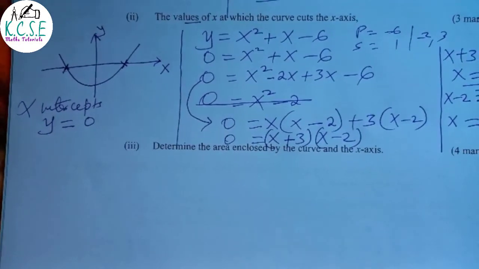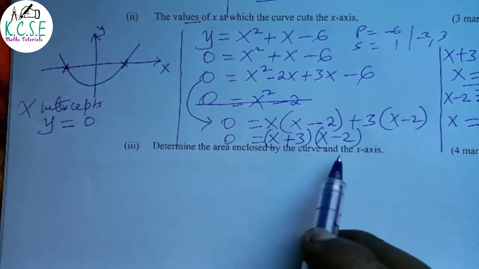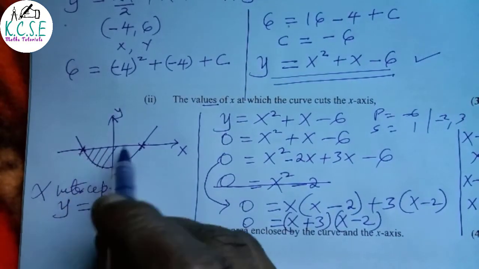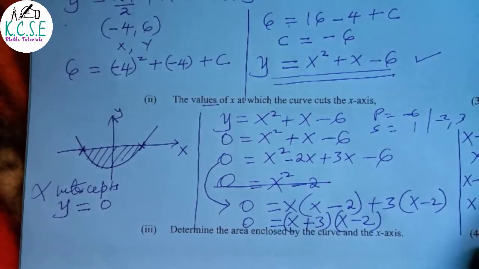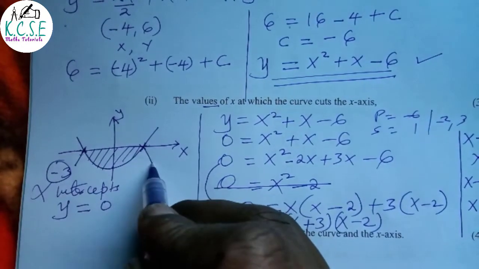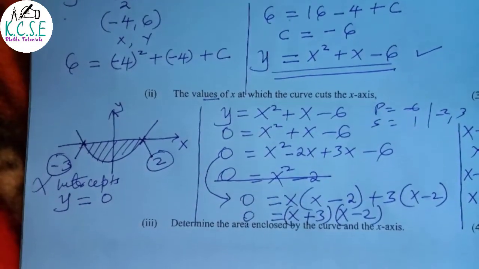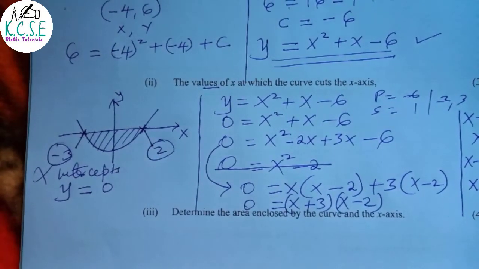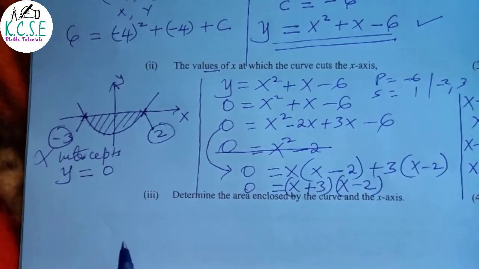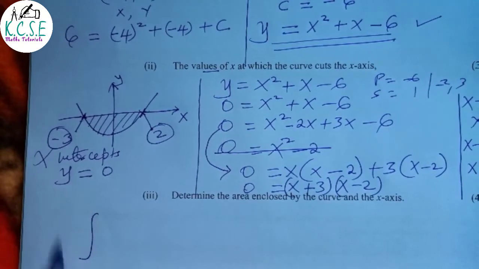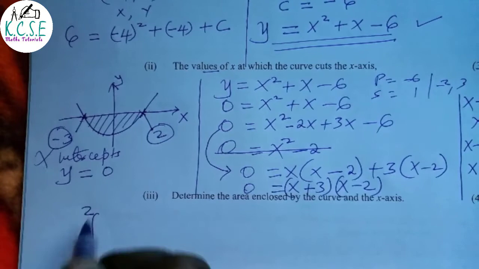The last part of the question: determine the area enclosed by the curve and the x-axis. So when you go back to this sketch here, this is the area that you're required to get. We have already identified that these values of x, one here is -3, and the other one here is 2. So how do you get the area enclosed by the x-axis and the curve? We simply integrate. We need to integrate the function of this curve with the limits beginning from the lowest, -3, to the upper.